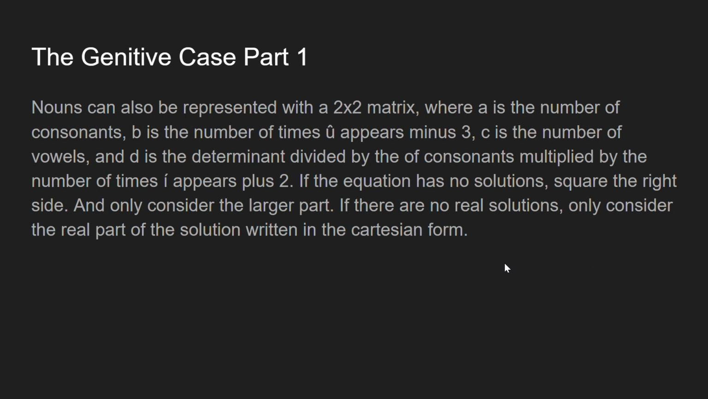So then, the genitive case, part 1. Nouns can also be represented by a 2 by 2 matrix, where A is the number of consonants, B is the number of times e appears -3, C is the number of vowels, and D is the determinant, so divided by the number of consonants multiplied by the number of times E appears +2. This will give you an equation for the determinant that you need to solve, and then that will give you the bottom right term. Also A is the top left term, B is the top right term, C is the bottom left, and D is the bottom right.